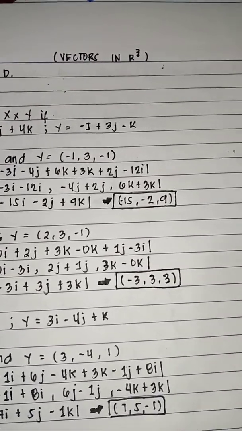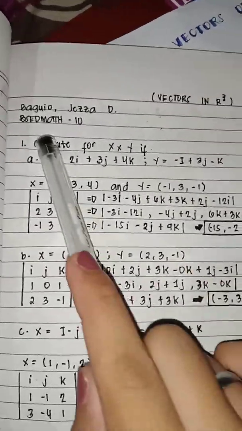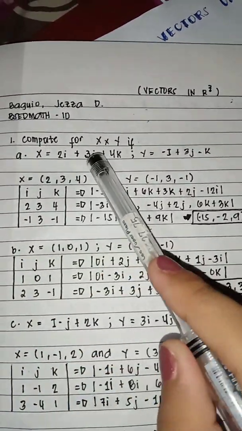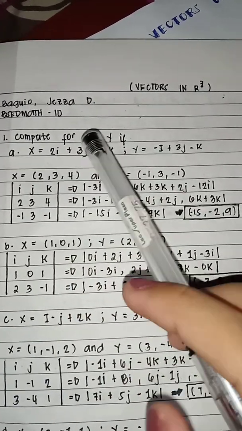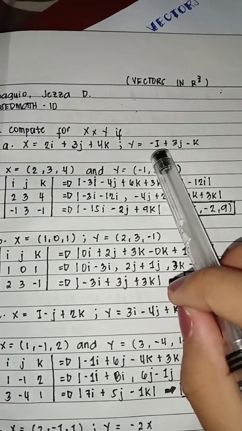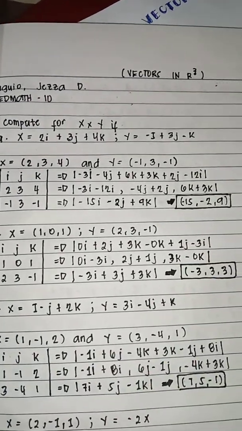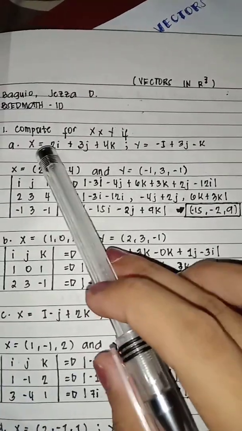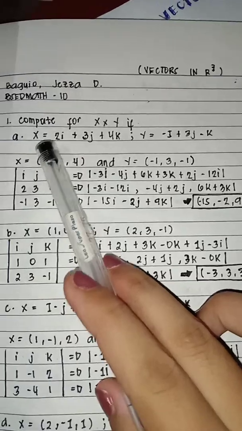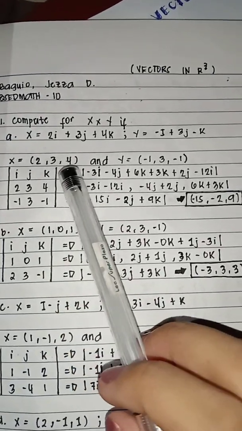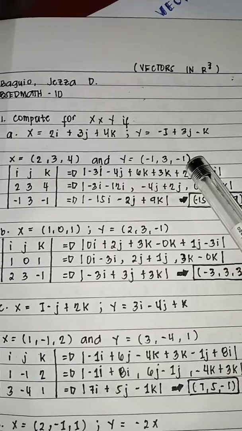For today's video, I'm going to discuss my answer for vectors in R cube. So number 1, compute for x cross y if our x is 2i plus 3j plus 4k, while y is negative i plus 3j minus k. So the first step is to get the coordinates of x and y. The value that we get for x is 2, 3, and 4, while y is negative 1, 3, and negative 1.